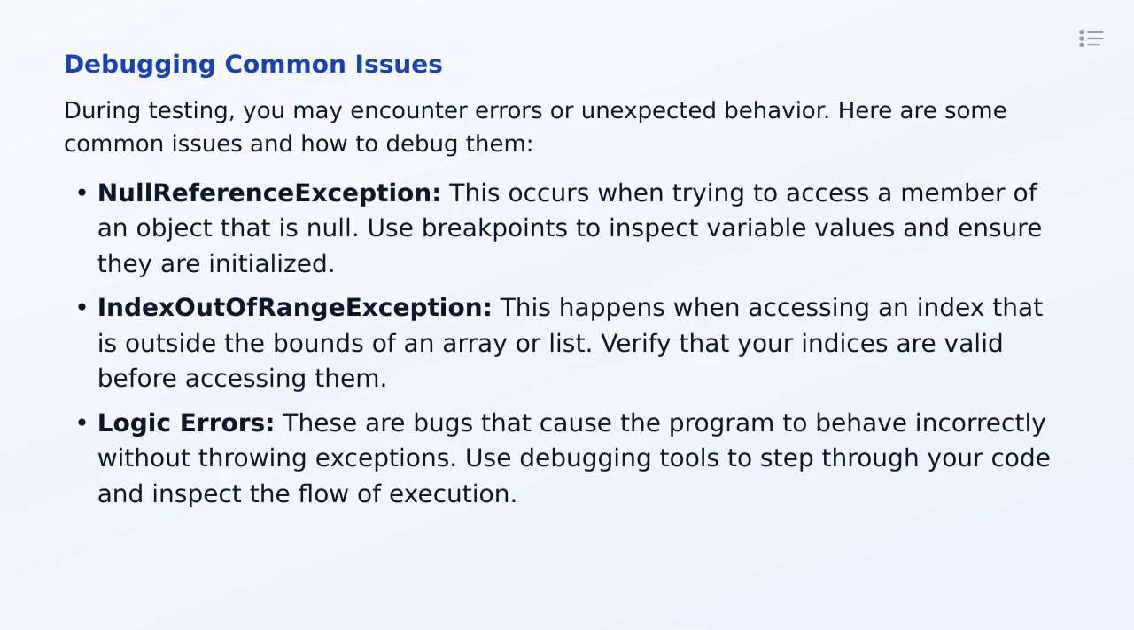Also, index out-of-range exception. This happens when accessing an index that's outside the bounds of an array or list. Verify that your indices are valid before accessing them. Finally, logic errors. These are bugs that cause the program to behave incorrectly without throwing exceptions. Use debugging tools to step through your code and inspect the flow of execution.